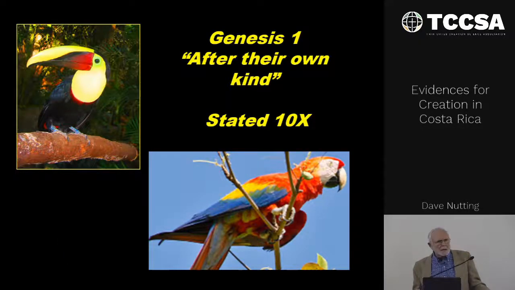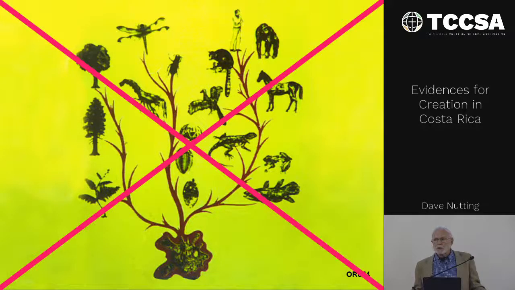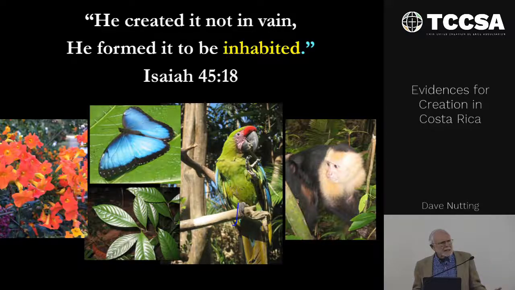As you know, Genesis chapter 1, 10 different times states that God created things after their own kind, not one kind changing into another kind. And that's what we see, distinct kinds, both in the living and also in the fossil record. We see things were created after their own kind. That kind of says no to evolution when you see that, right? We're not going to cover that too much, but when God created it, He created it to be inhabited, didn't He? And my goodness, when you go to Costa Rica, you see what inhabited looks like, with all the gorgeous animals, plants, the species of insects, the butterflies, all that stuff. You see tremendous evidence of design there and in the birds as well.